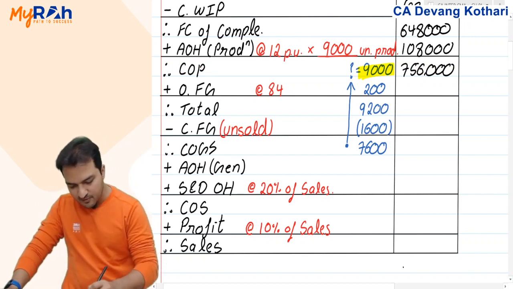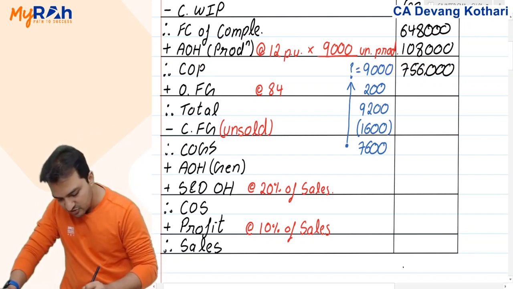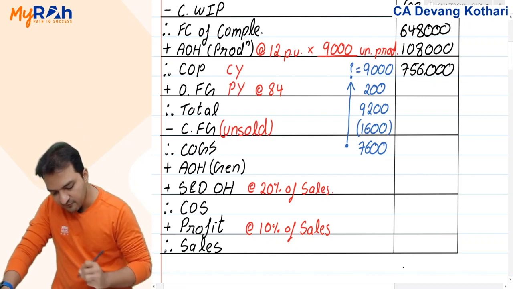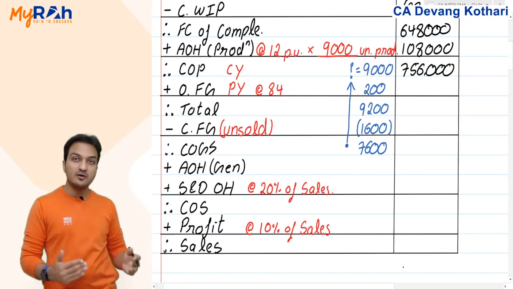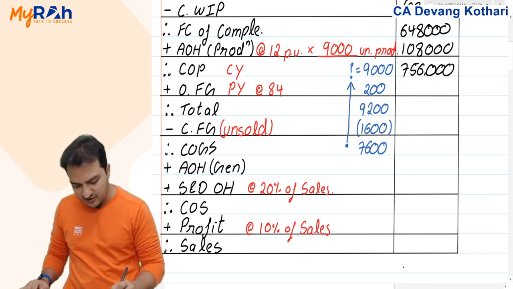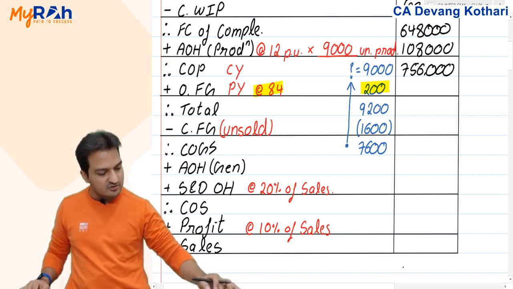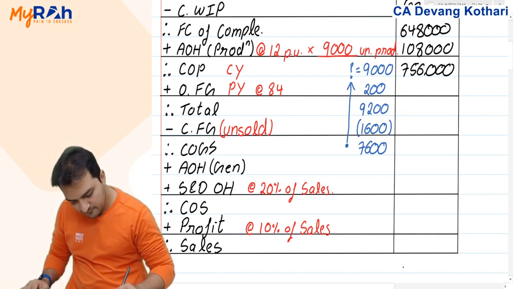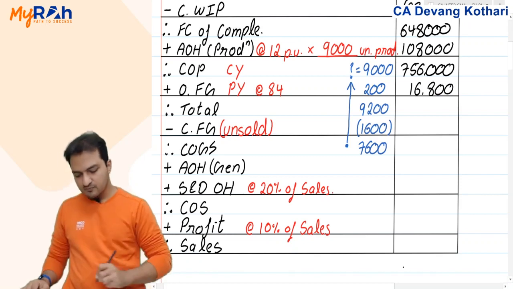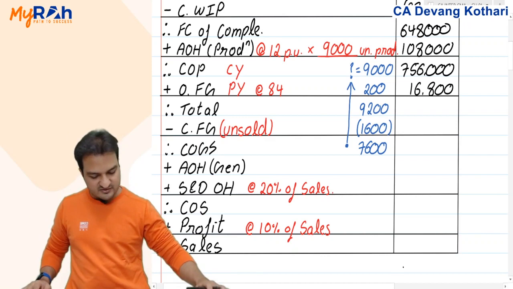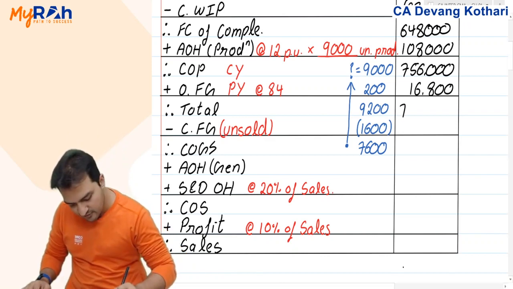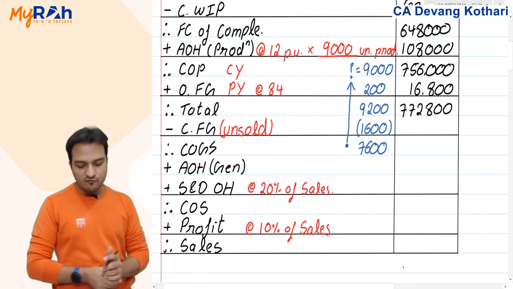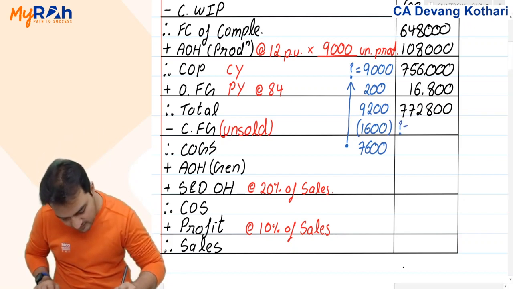Remember, these 9,000 units of production are my units of current year, while 200 units opening FG are my units of previous year, and for opening FG 200 units, the rate of valuation is already given. So 200 into 84, 16,800 becomes my opening FG. So 16,800 plus 756,000 gives 772,800. And then from that minus closing FG. Now closing FG valuation we need to still find, remember what we learned yesterday in my last session.